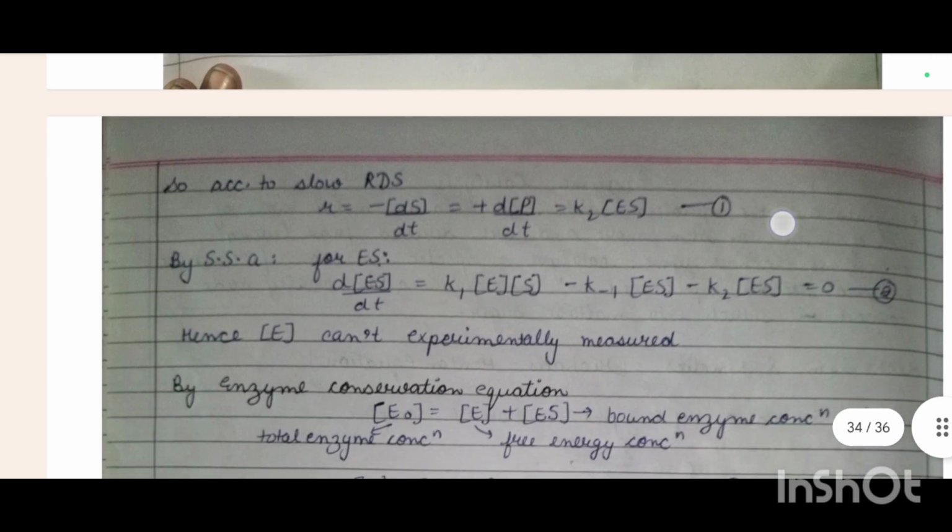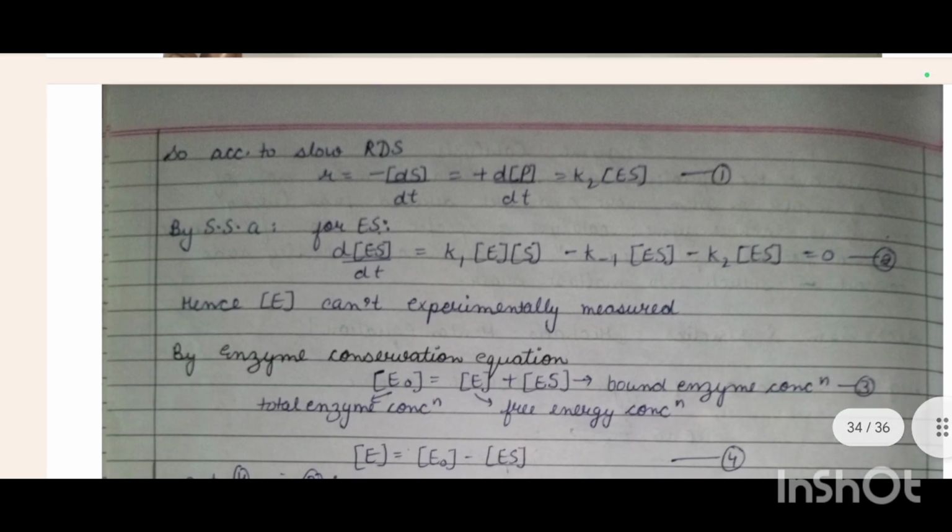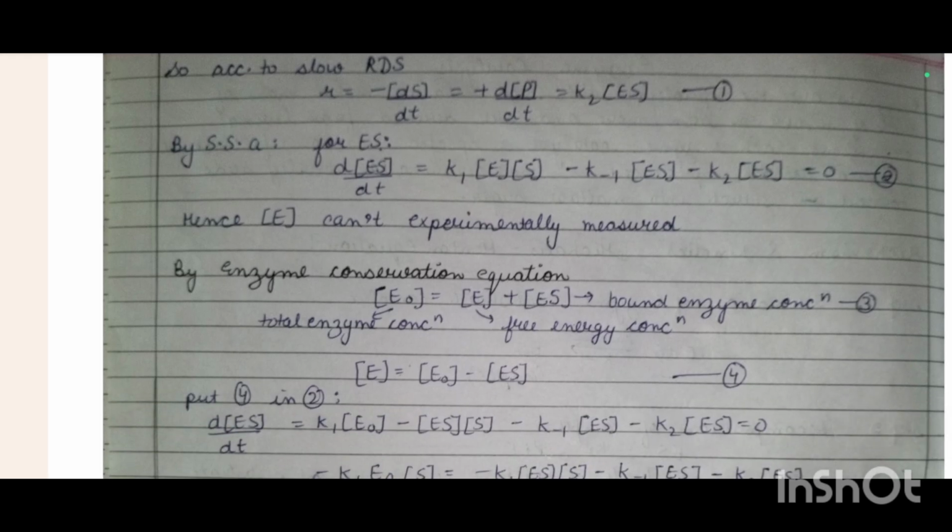According to the slow rate-determining step, R is equal to minus d[S]/dt is equal to plus d[P]/dt is equal to k2[ES]. By the steady state approximation, d[ES]/dt is equal to k1[E][S] minus k minus 1[ES] minus k2[ES] is equal to 0.